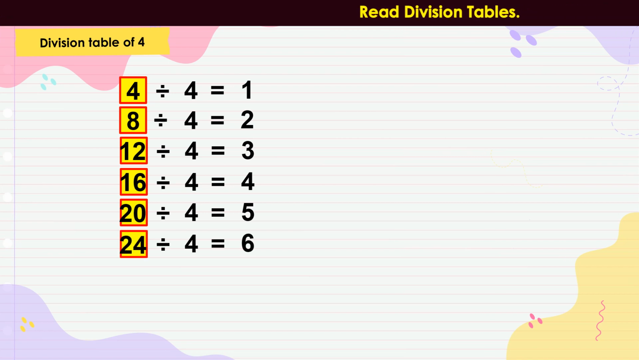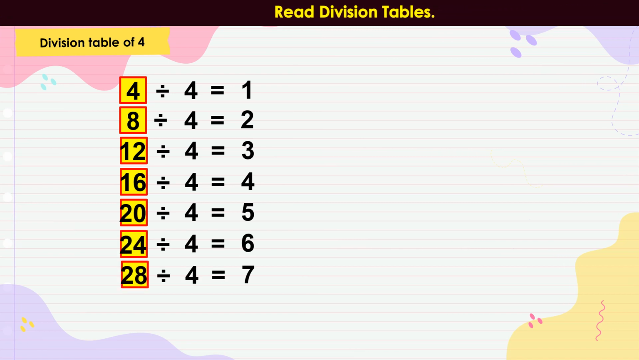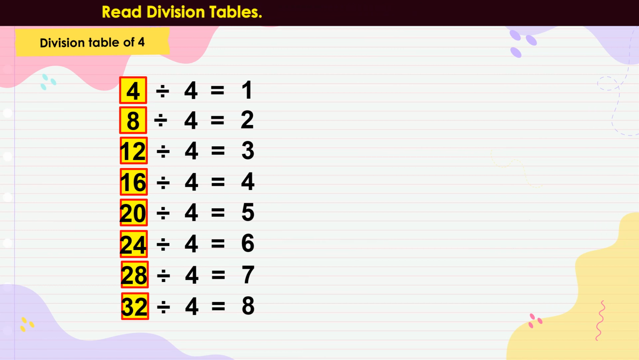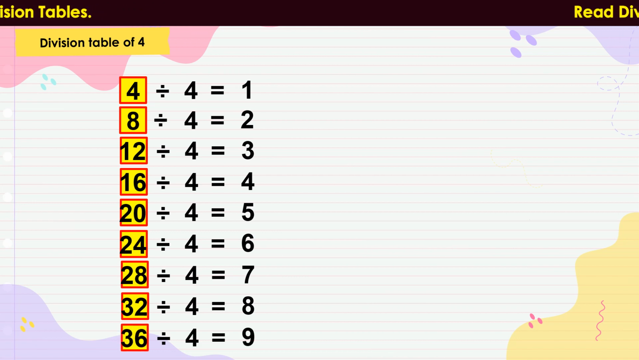24 divided by 4 is equal to 6. 28 divided by 4 is equal to 7. 32 divided by 4 is equal to 8. 36 divided by 4 is equal to 9.